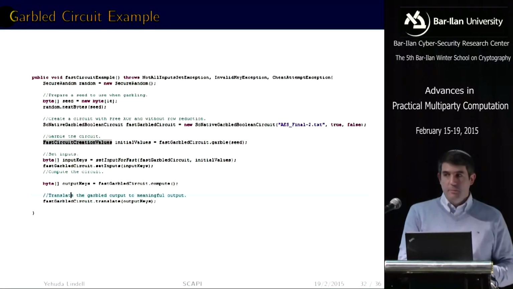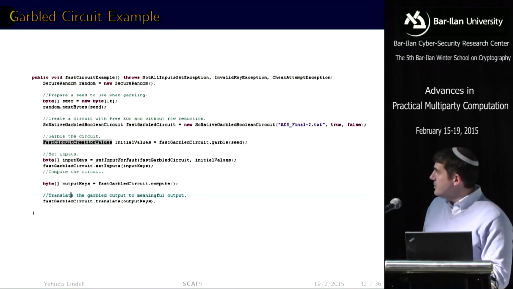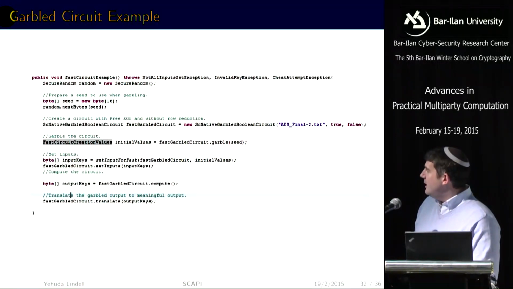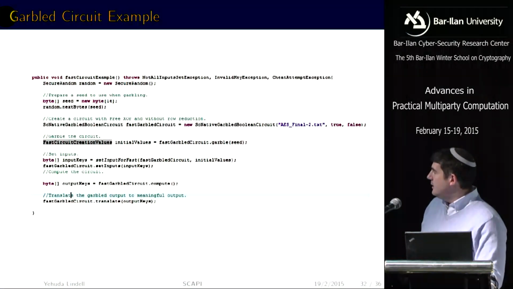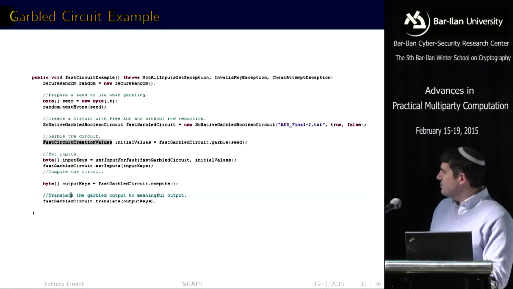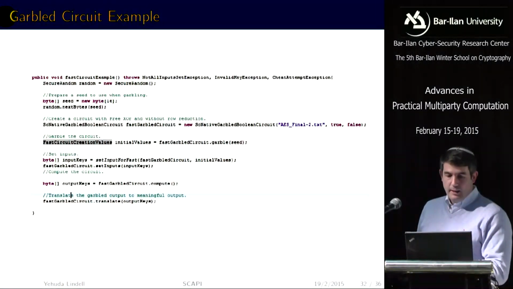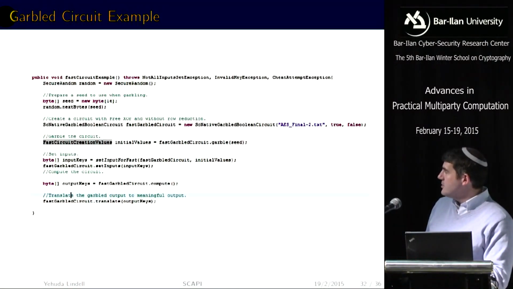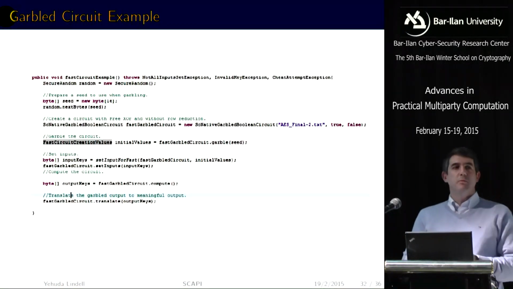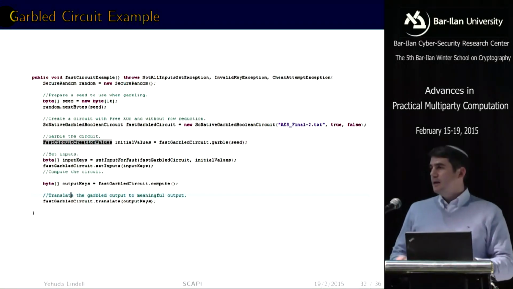Here's another example for a garbled circuit, where again you need a random source. That's up here. I don't know if you can see this. Then you generate a garbled Boolean circuit. You get given a file which describes the circuit, and parameters about the options. Then you just call fast garbled circuit garble with the seed. This is garbling with a seed, so you take the seed and garble with that.